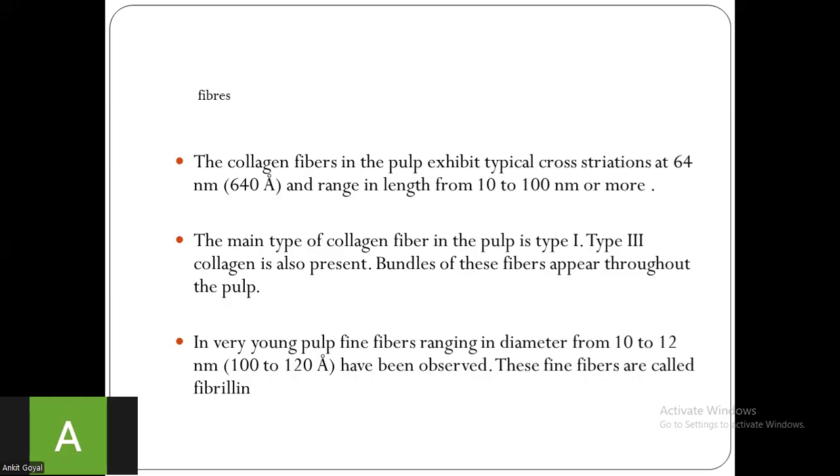The collagen fibers in the pulp exhibit typical cross striation at 64 nanometers and range in length from 10 to 100 nanometers or more. The main type of collagen fiber in the pulp is type 1. Type 3 collagen is also present. Bundles of these fibers appear throughout the pulp. In very young pulp, fibers ranging in diameter from 10 to 12 nanometers are seen. These fine fibrils are called fibrillin.